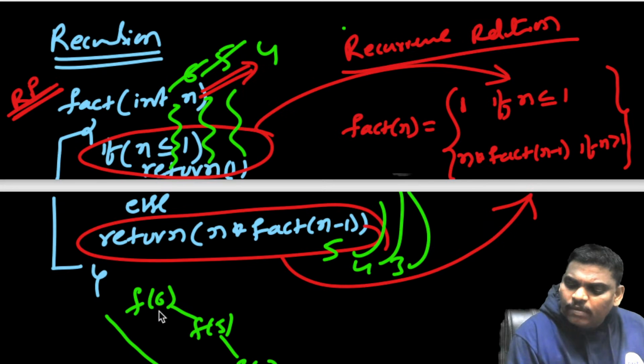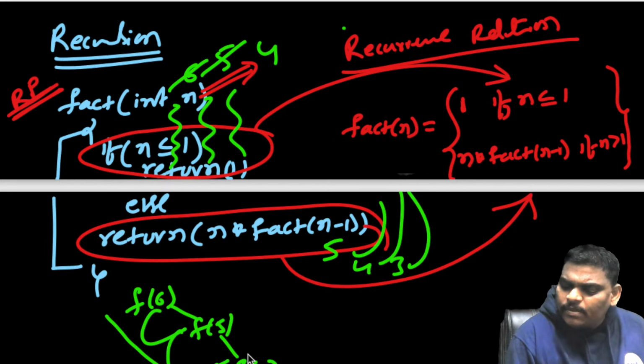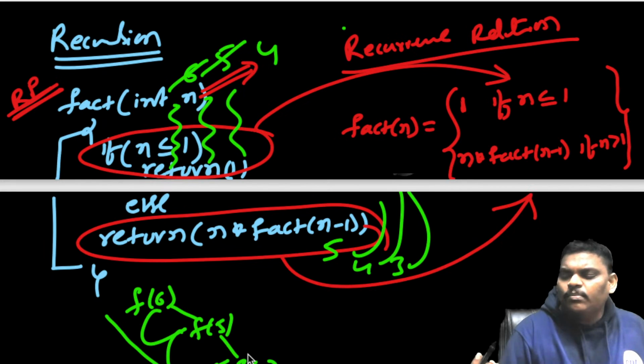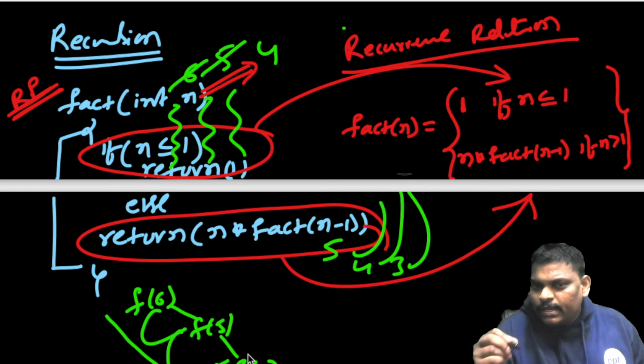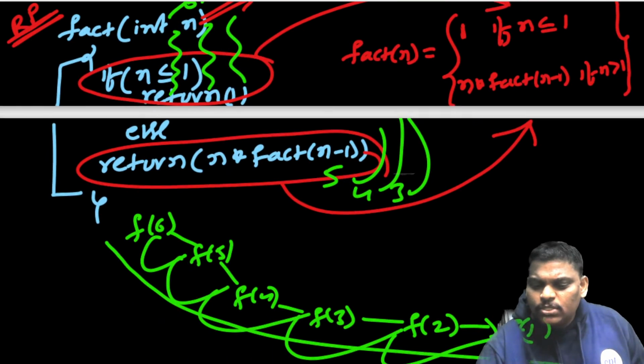Not only stack, every function call will take some constant time. See this one, n function calls. So time complexity is n. Time complexity means how many times.